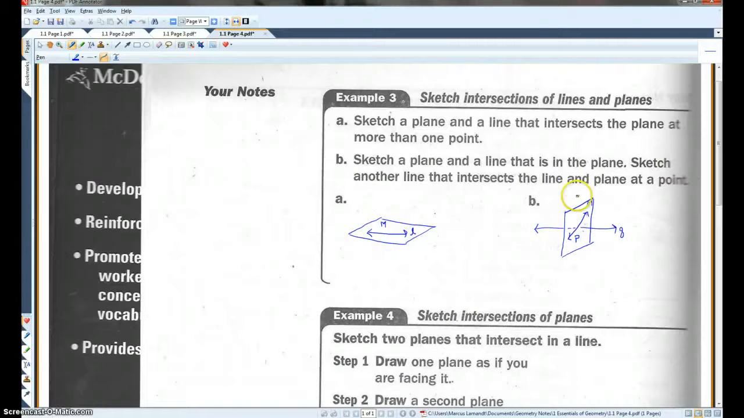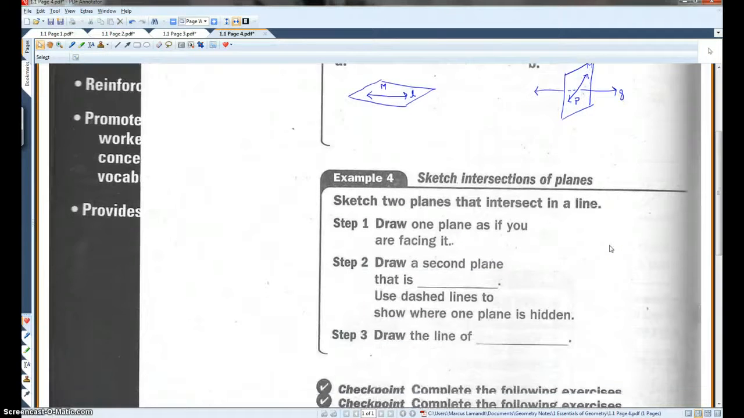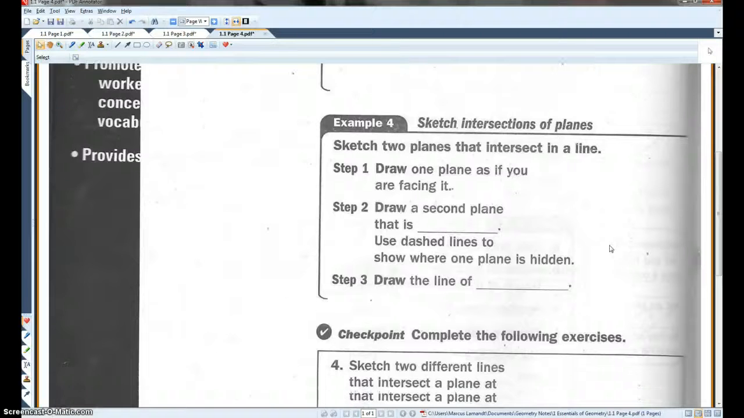Alright. So this would be one way to draw it. The line intersects the line and the plane at this point here. Yep. Okay? Alright, example 4. Sketch 2 planes that intersect in a line.